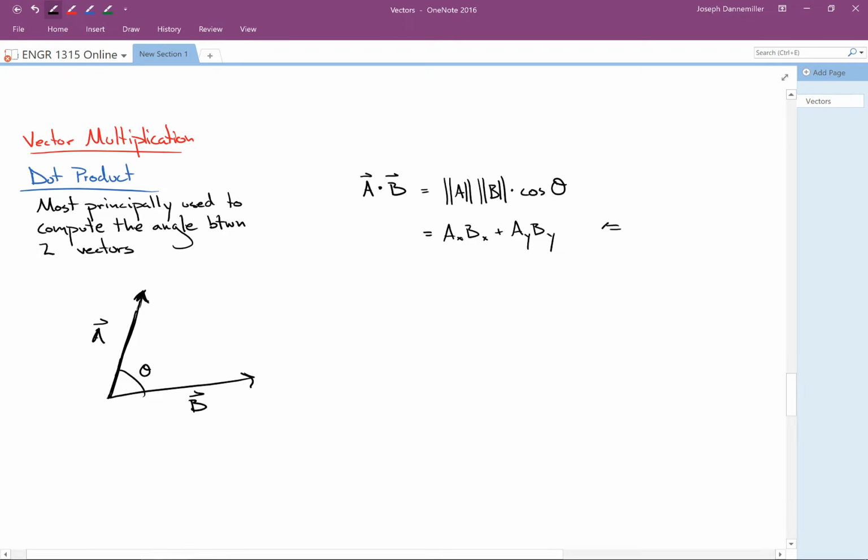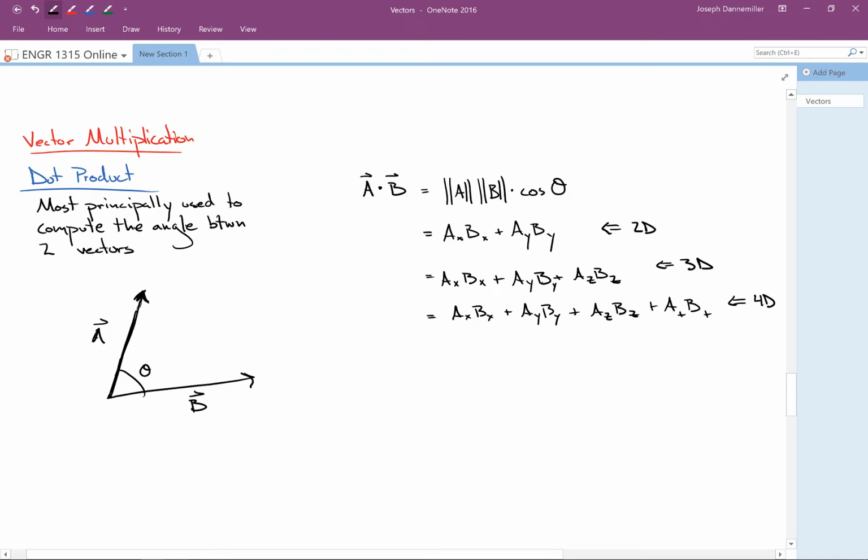This is for 2D. For 3D, we have ax bx plus ay by, and following suit with the name, the summation of the piecewise products, we have az times bz. This is for 3D. We could keep going. ax bx plus ay by, oops, I didn't put a y there, plus az bz plus at times bt. This is for 4D. So we just keep going.